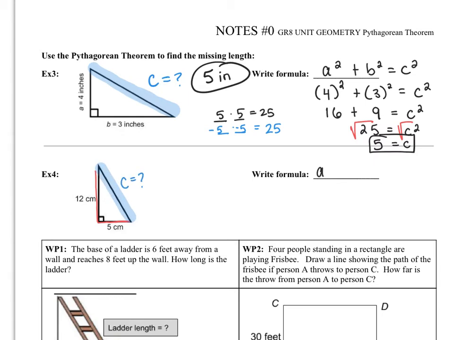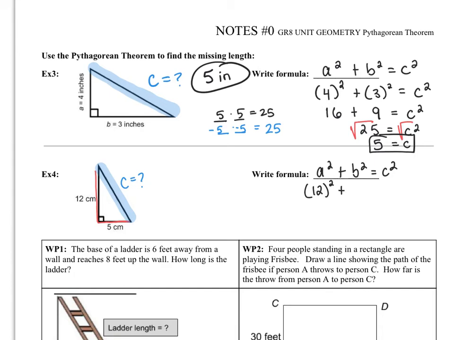Just like I started the previous problem, I'm going to start by writing down the Pythagorean theorem. A squared plus B squared equals C squared. I'm going to substitute in my numbers. It doesn't really matter where the legs go. In the previous example, it had actually said that A was 4 and B was 3. Here it doesn't say that, but they're interchangeable.